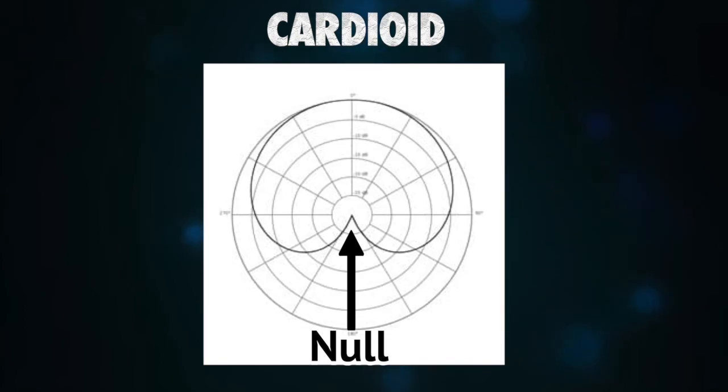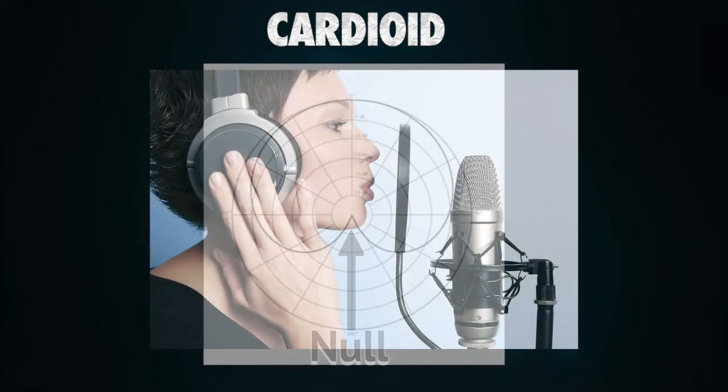Because if there's a sound that you want to reject that you don't want to record, like a bad place in a room, or there's some noise from a machine or your computer or something, you can use that null so that the microphone doesn't capture that sound as much as what it does from the front of the microphone. We'd most commonly use a cardioid pattern to record vocals.